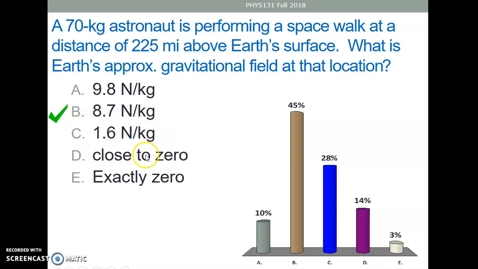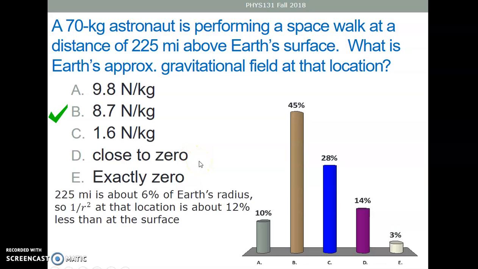So this one is too small. Close to 0, exactly 0. No, none of those are correct. In fact, there is no such thing as zero gravity, although in free fall you can feel as though you're in zero gravity. Okay, so the answer basically, 6% of the Earth's radius above the surface, and 1 over r squared at that location is about 12% less than at the surface. So if you wanted to do the math, you could do it that way, but you should be able to just kind of figure it out.